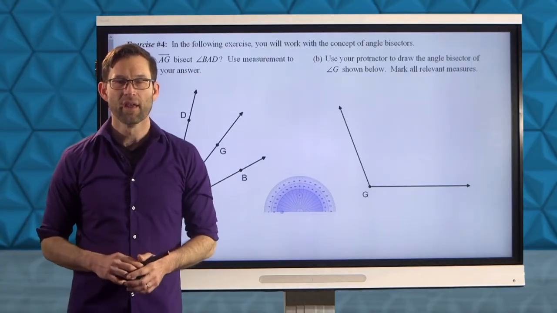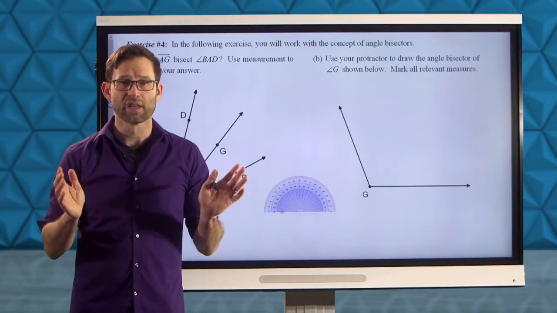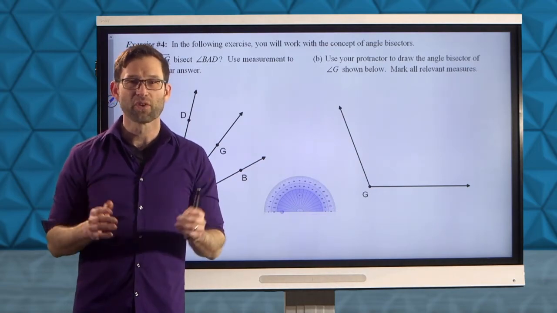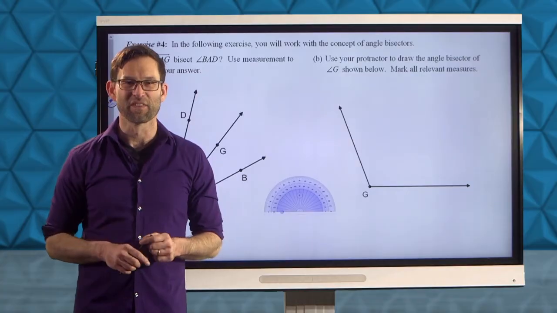Angle bisectors, great. I think I lied a lot right up front. I said, oh, you're just going to do a little bit of measurement, and here we are. We're using our rulers and our protractors again and again. Let's take a look at this problem.